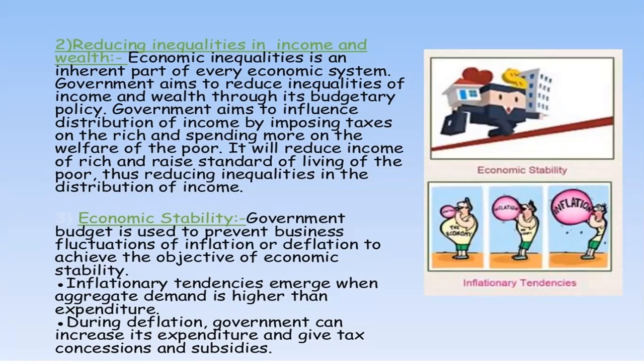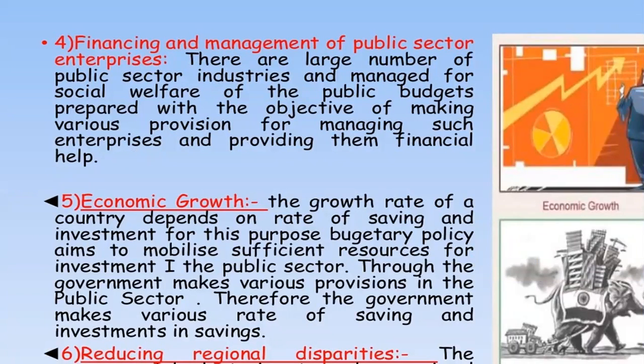Next is financial management of the public sector enterprises. There are a large number of public sector industries which are established and managed for the social welfare of the public. The budget is prepared with the objective of making various provisions for such enterprises and providing them financial help. Economic growth: the growth rate of the country depends upon the rate of saving and investment. So the aim of the budgetary policy is to mobilize sufficient resources for investment in the public sector. It will increase the public sector and the production, and production will increase the income. That is the main thing.